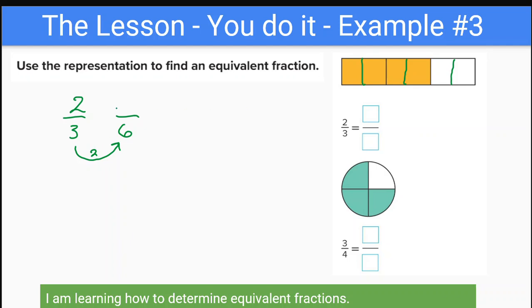2, right? Because we divided it in half. Well, if you did 2 on the bottom, you have to do 2 on the top up here also. 2 times 2 is 4.